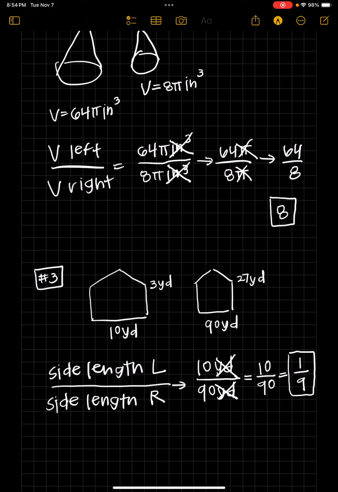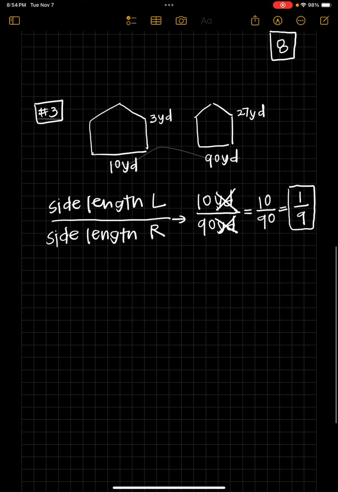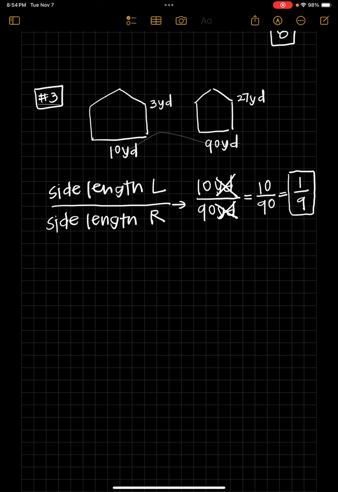Okay, now that I know the scale factor, I want to find the ratio of the surface areas and volumes. So this is where it gets a little bit trickier, but it's still pretty easy. I'm going to have this ratio of 1/9, and I want to find the surface areas and the volumes. Now, based on what we were doing in those previous videos for this lesson, you could potentially find the volume of each of these and find the surface area of each of these, but I'm going to show you an easier way if you know the scale factor.